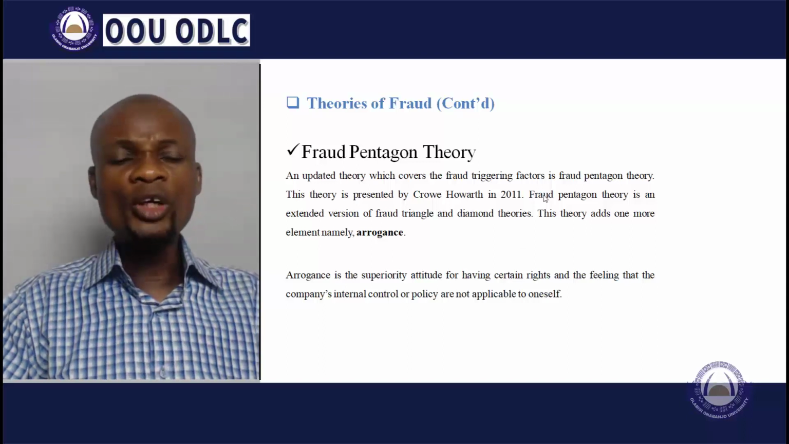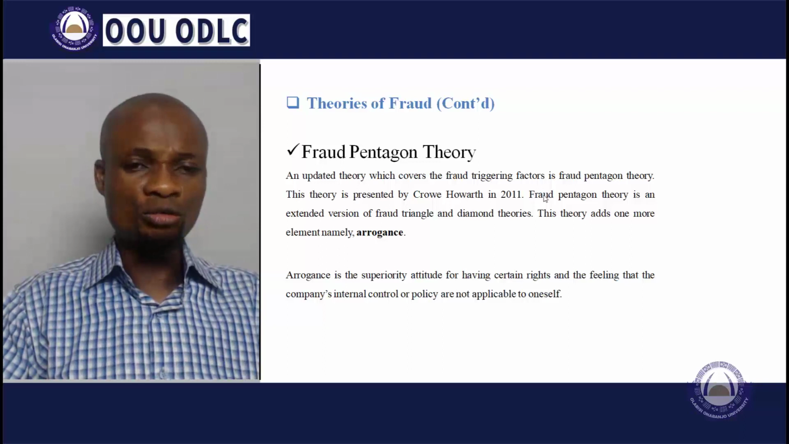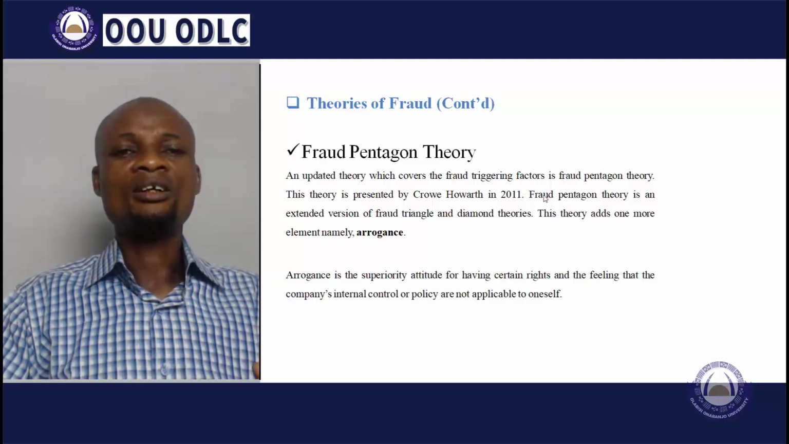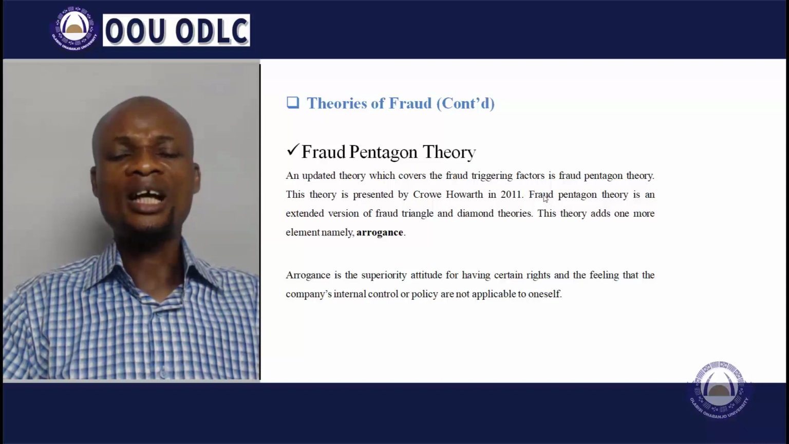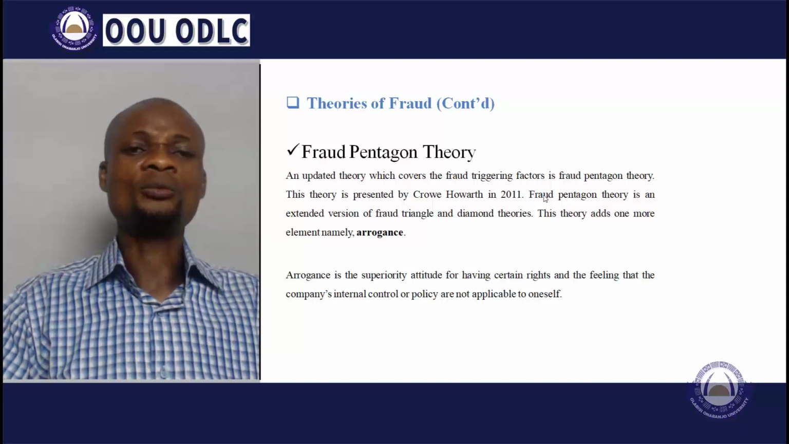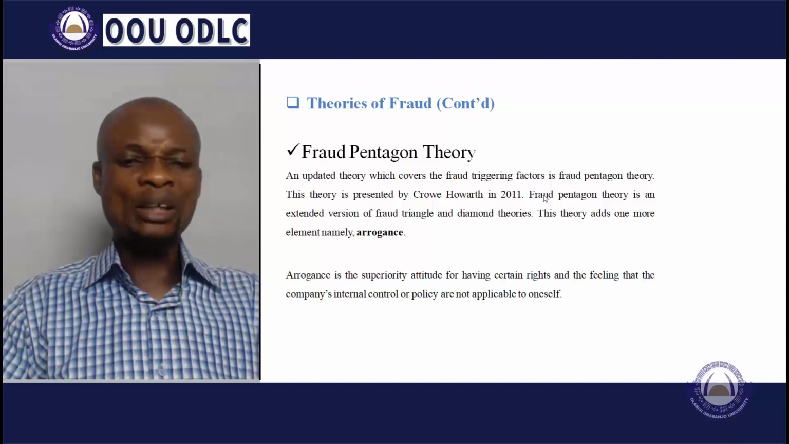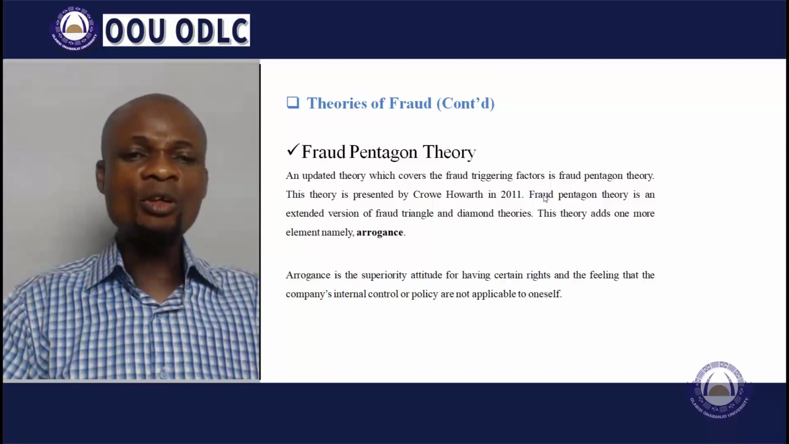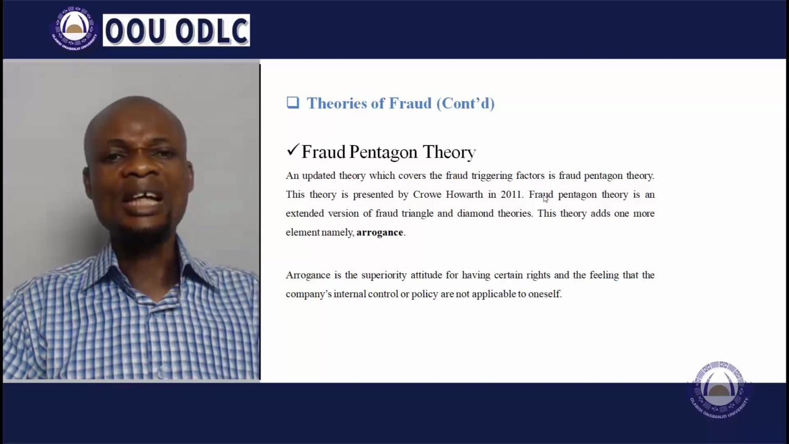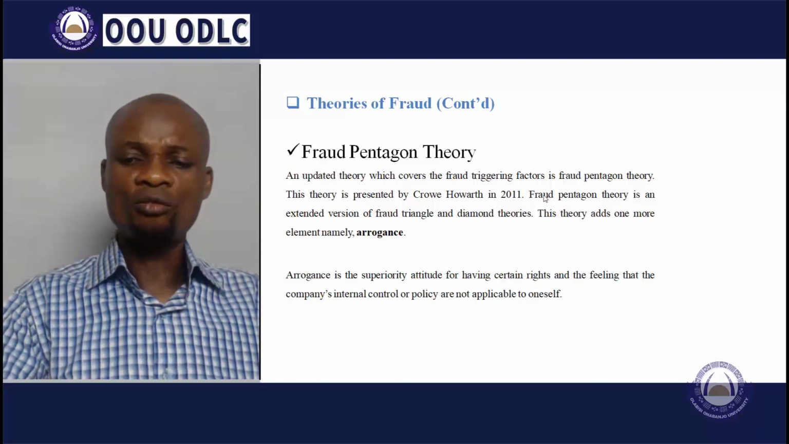Learners, you will recall that we have looked at five justifications for fraud. You look at three under the fraud triangle as mentioned by Donald Cressey: pressure, opportunity, and rationalization. In the fraud diamond, we have another one added, which is capacity. And in the fraud pentagon theory, the fifth one was added, which is arrogance. So learners, all these are the theories of fraud.